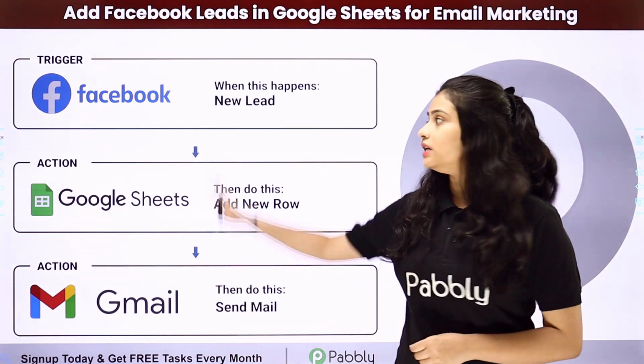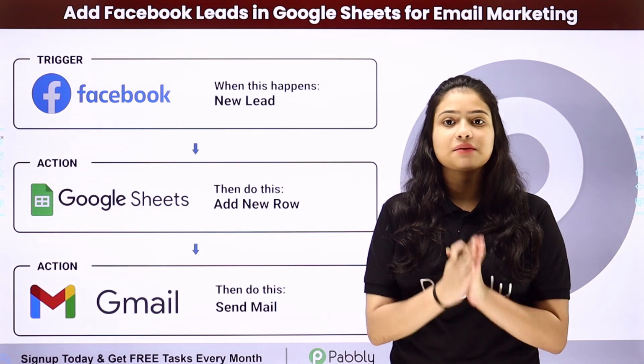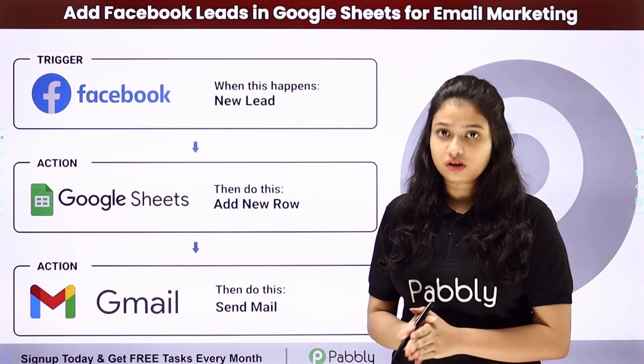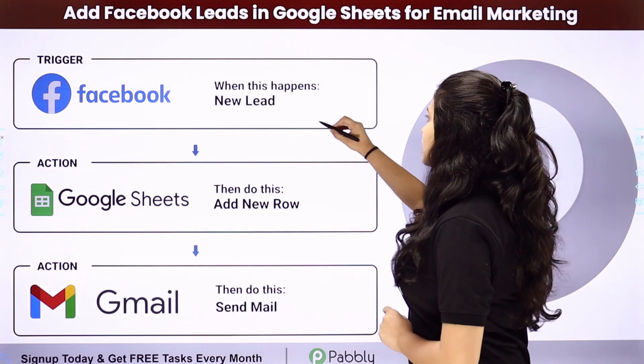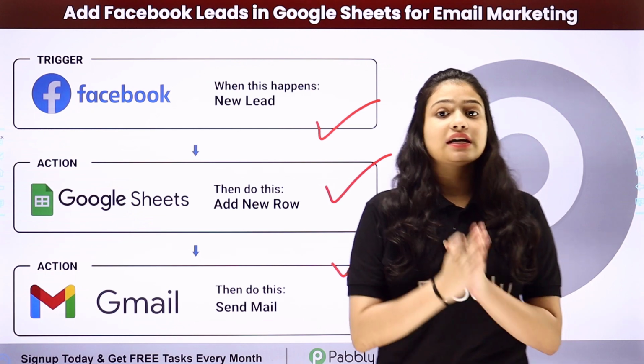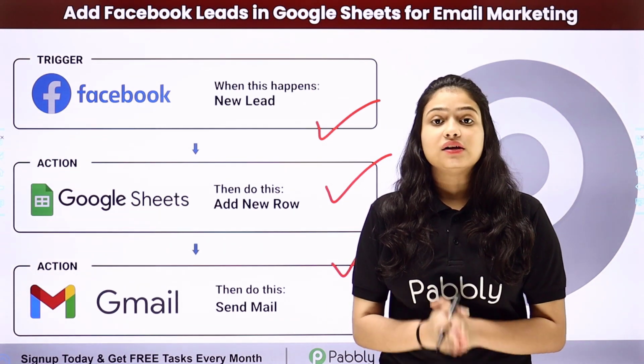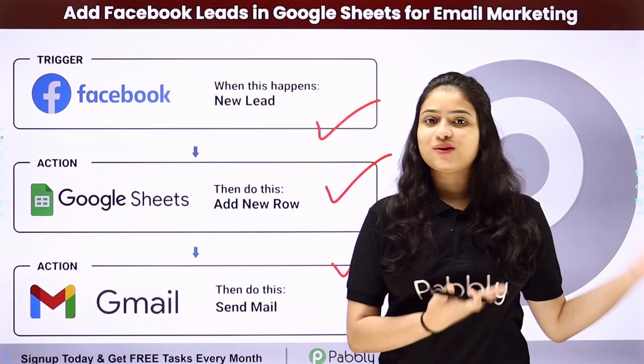For that we will have to integrate all these applications, and for that we are going to use Pabbly Connect, which is an amazing automation and integration software. Now what we are going to do, we have Facebook lead ads in our trigger, Google Sheets and Gmail in our action. So we will be connecting all of them by using Pabbly Connect in order to automate this entire process. And to learn this entire process step by step, let me take you all to my screen.